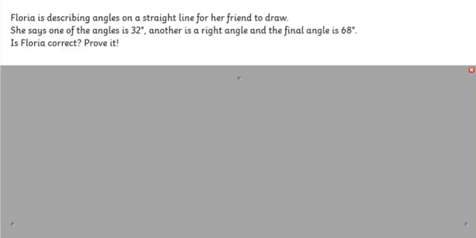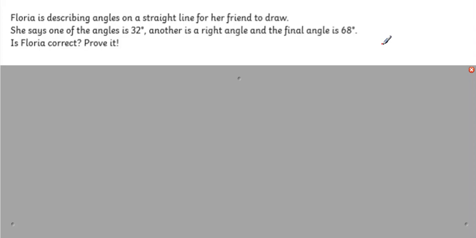Okay, let's have a look at this one. So Floria is describing angles on a straight line for her friend to draw. She says one of the angles is 32 degrees, another is a right angle, and the final angle is 68 degrees. Is Floria correct? Prove it.